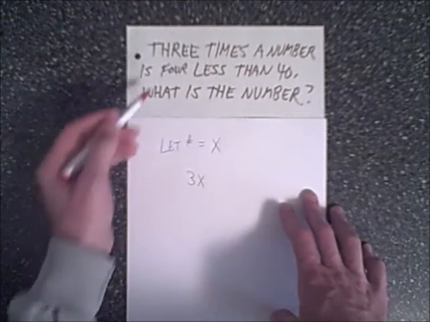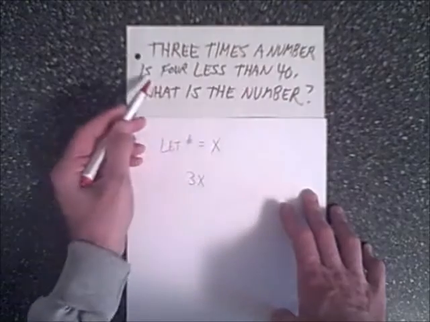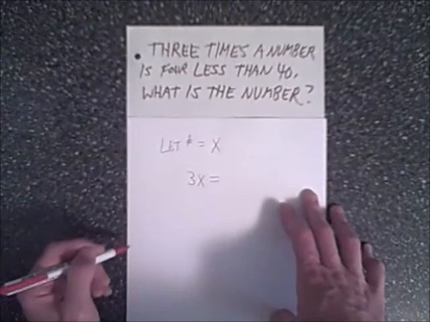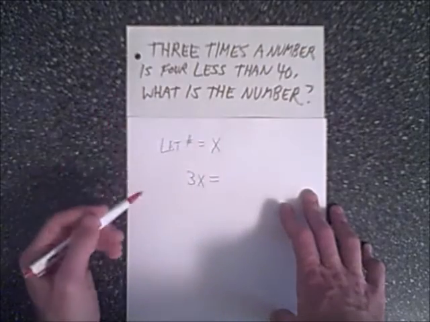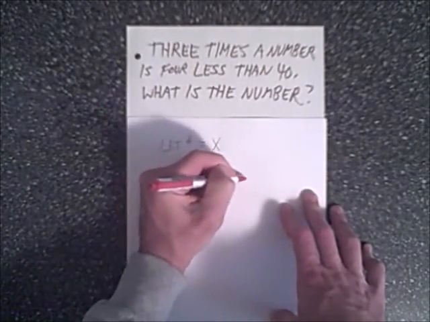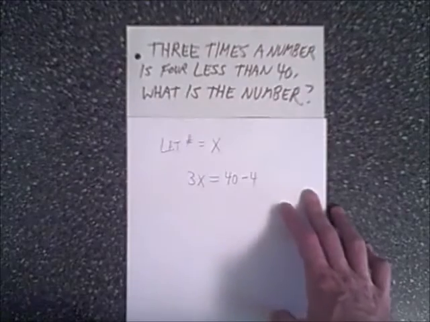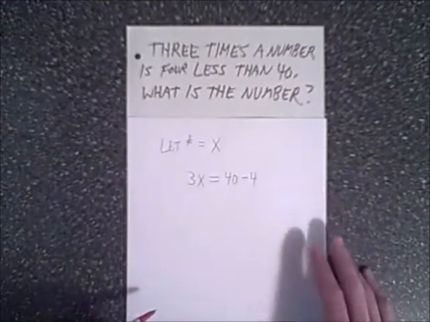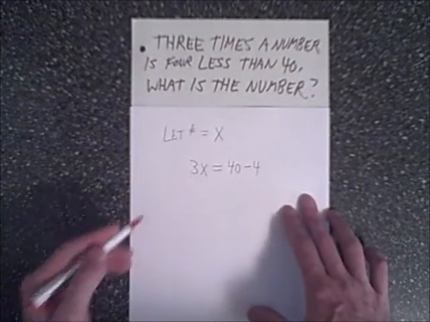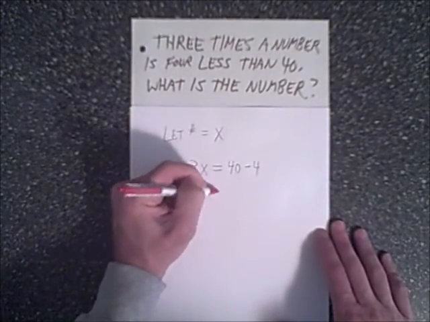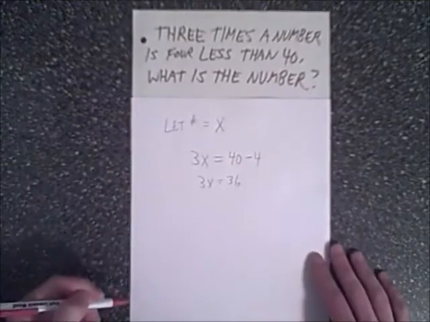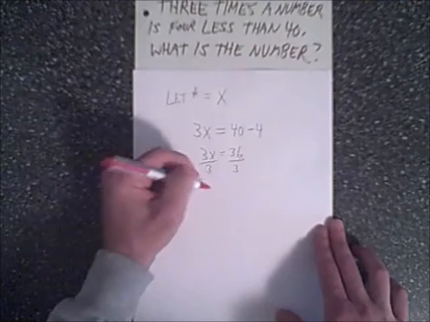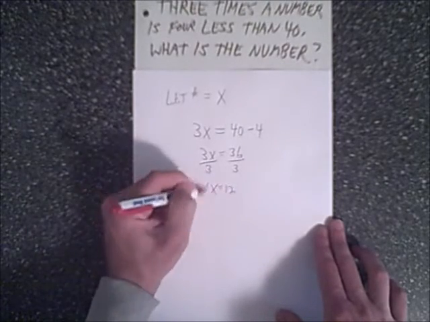And the next part is 4 less than 40. Is generally means equals. And then 4 less than 40. Well, we have 40, and let's take 4 less than 40, and here's our equation. And what are we looking for? We're looking for the number, which is x, and it's a straightforward algebra problem. So let's go ahead and solve it. We'll have 3x equals 36. Divide both sides by 3. So you end up with x equals 12.